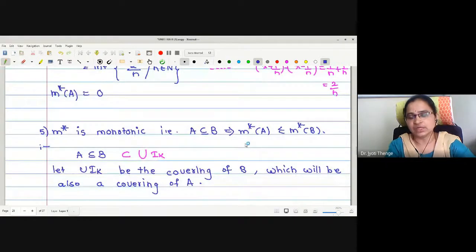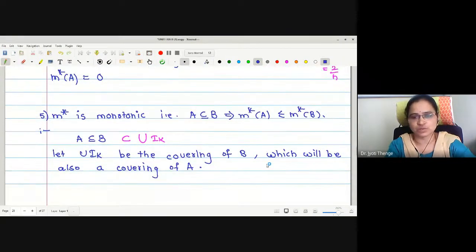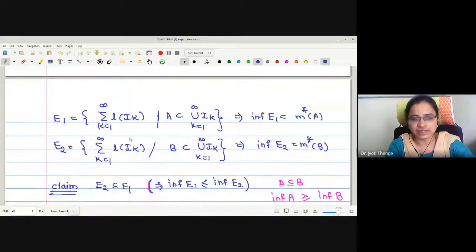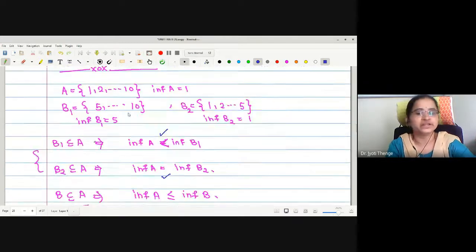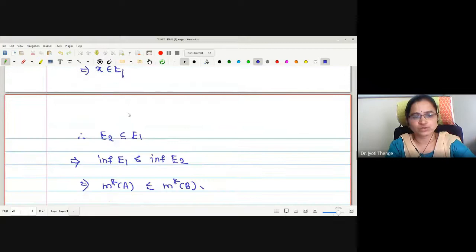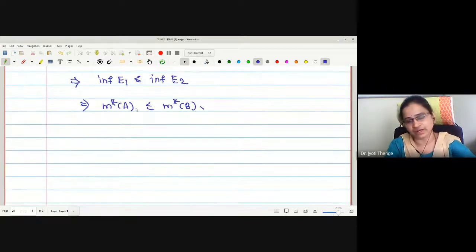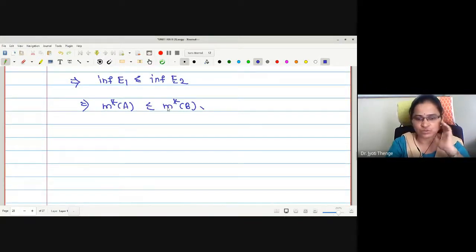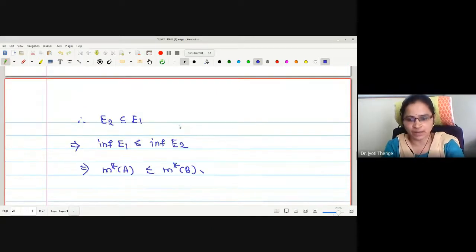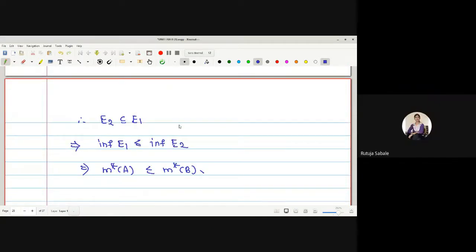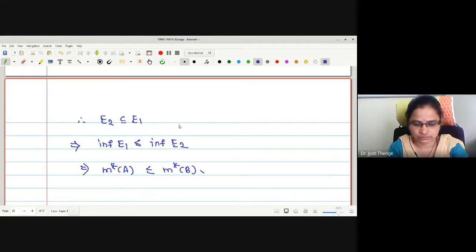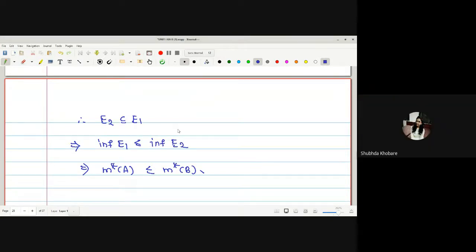Hence the proof we have made: A contained in B implies M star A is less than or equal to M star B. If you go through Royden's book, they have written directly that E2 is contained in E1. They have not given the proof of E2 contained in E1. It was assumed that students knew this, and then they wrote directly M star of A is less than or equal to M star of B. Any difficulty after this? No, ma'am. Good.